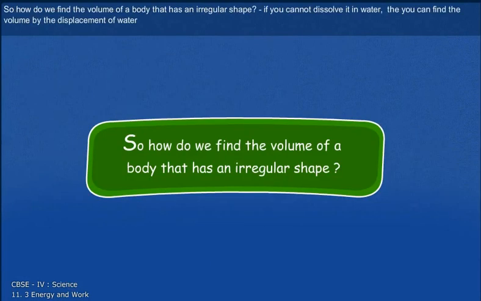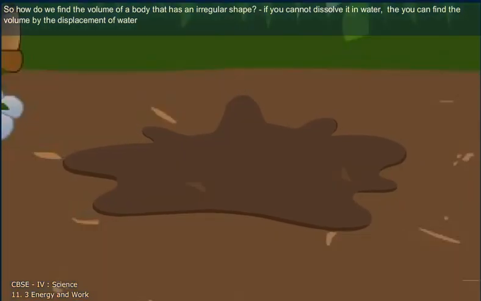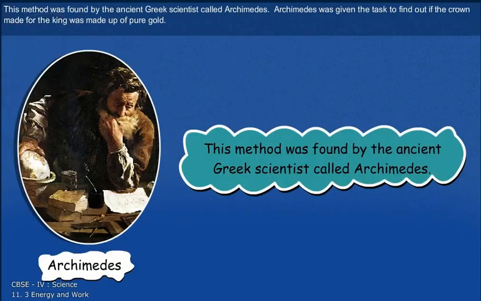So, how do we find the volume of a body that has an irregular shape? If you cannot dissolve it in water, then you can find the volume by the displacement of water. This method was found by the ancient Greek scientist called Archimedes.